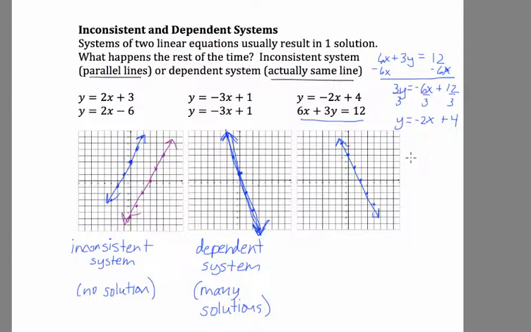And when I do that, once it's in slope-intercept form, what do I notice? Well, I have the exact same line. These two equations, even though they look different, are actually the exact same line. So this is a dependent system, and there are many solutions, infinitely many. Anything on this line is a solution.